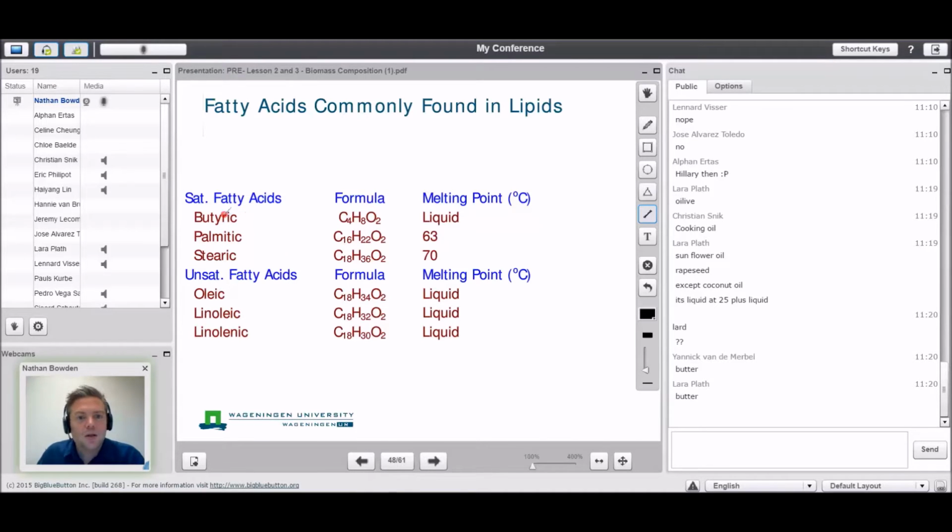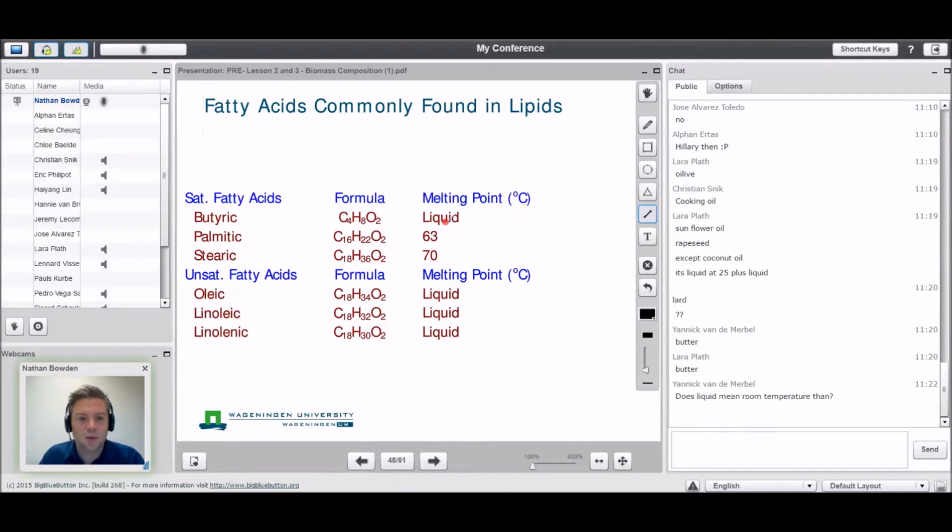Fatty acids commonly found in lipids: butyric, palmitic, stearic are saturated. Oleic, linoleic, and linolenic are unsaturated. Melting points of the unsaturated fatty acids, it says liquid. For palmitic and stearic, it's around 63 or 70. And for the others, it's liquid at room temperature. The only saturated fatty acid in this list which is liquid at room temperature is butyric. Yes, exactly. Thank you, Yannick.